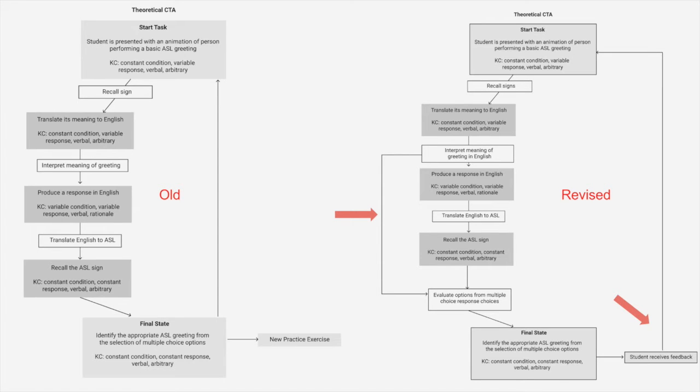Our theoretical CTA models the process of a learner when asked to choose an appropriate response to an animation of a basic greeting. We revised our theoretical CTA after an expert interview, adding another path a learner may take to solve the problem. When students select multiple choice answers, they may or may not take the additional recall step of generating their own response before recognizing the correct response in the answer choices.